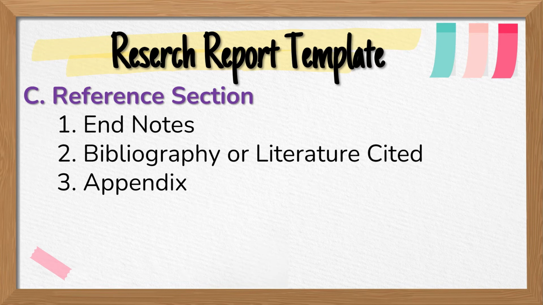The reference section may include the endnotes, which are like footnotes but are located at the back rather than the bottom of each page. It can also have the bibliography or literature cited, which are the bibliographic reference for each of the works cited in the endnotes. Appendix or appendices may also be included in the reference section, which refers to any tables, figures, forms, or other materials that are not totally central to the analysis.